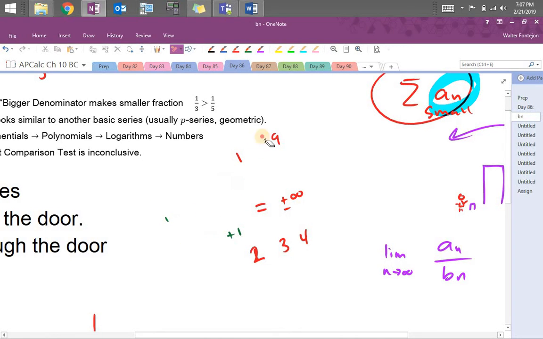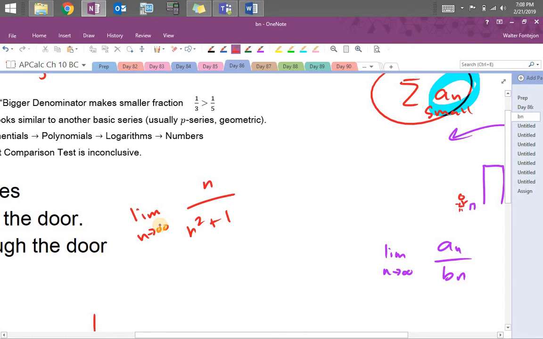Okay? The other one that we looked at was what happens if it's bottom dominant. So for example, if I have n divided by n squared plus 1, and if I take the limit as n approaches infinity, yes, we could use a shortcut here, but we're trying to show you guys a different way to evaluate these limits. The bottom is dominant because it grows faster than the top.